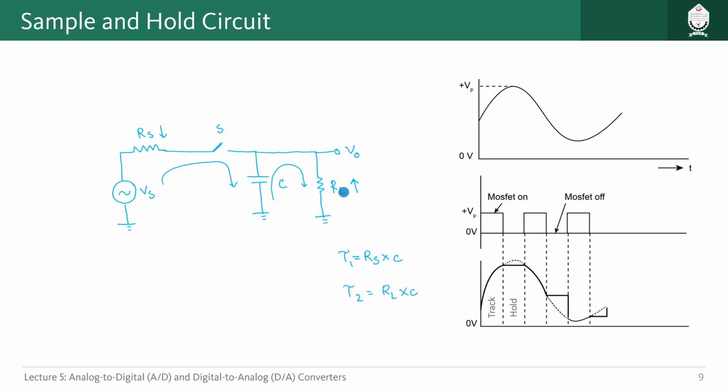So to resolve that, what we are going to do is modify this circuit such that there will be an op amp like this, okay?